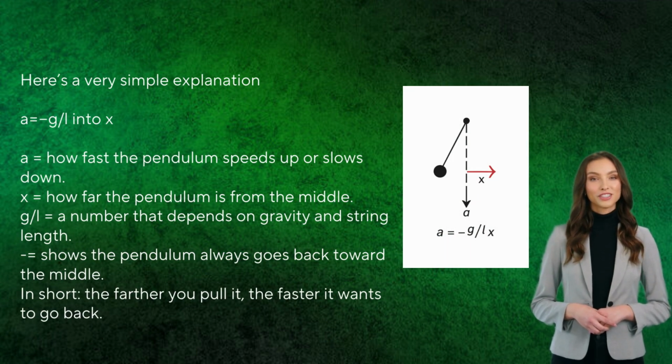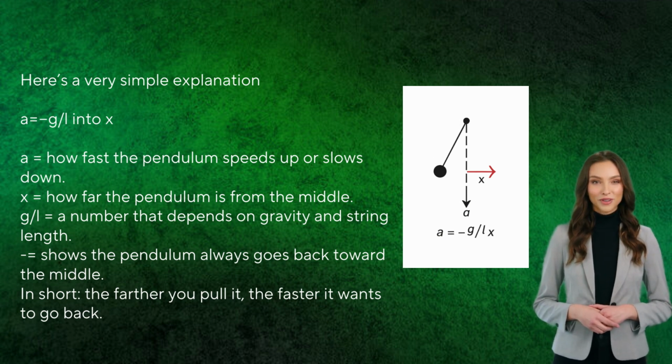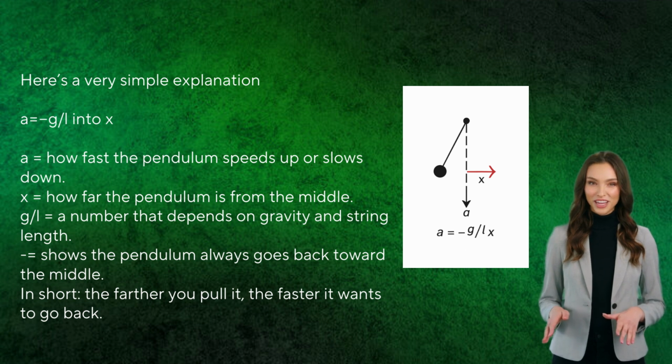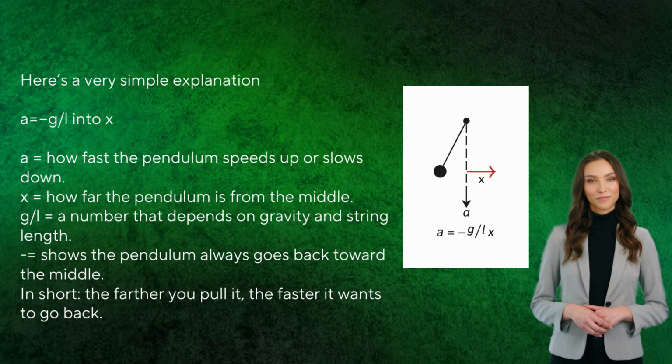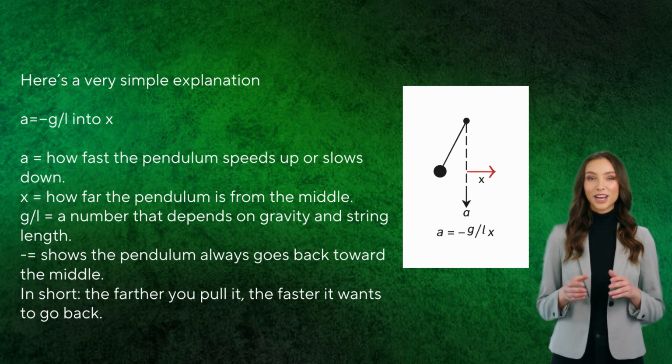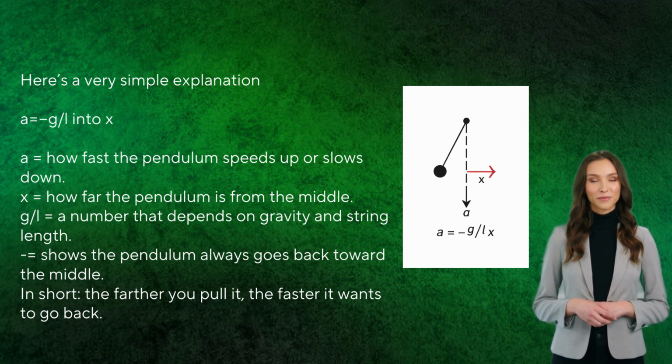Here's a very simple explanation. a equals minus g over L into x. a is how fast the pendulum speeds up or slows down. x is how far the pendulum is from the middle. g over L is a number that depends on gravity and string length. The minus sign shows the pendulum always goes back toward the middle. In short, the farther you pull it, the faster it wants to go back.